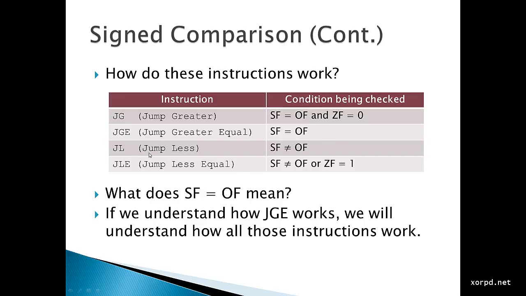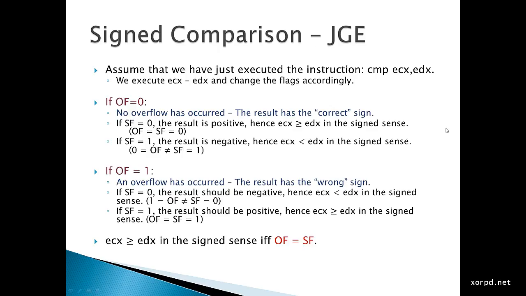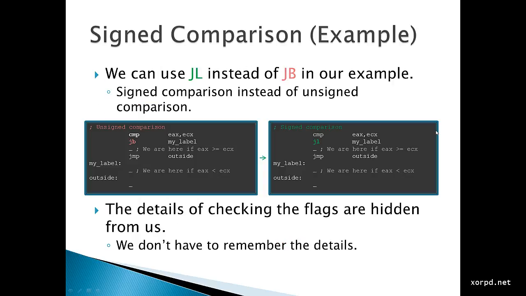The rest of those instructions and their condition being checked could be proved using or relying on what we found out about jump greater equal. We know that this instruction and the condition are correct. We can infer that the rest of the instructions are correct by relying on the correctness of jump greater equal. Let's look at another example.